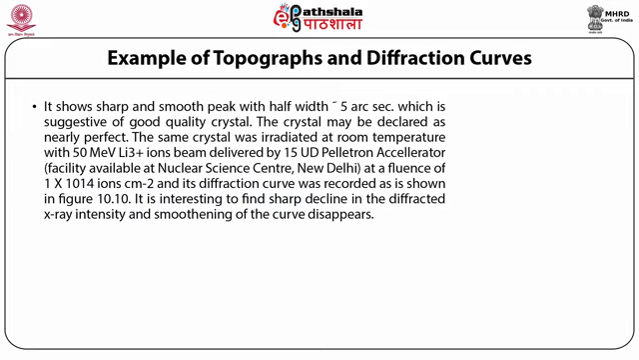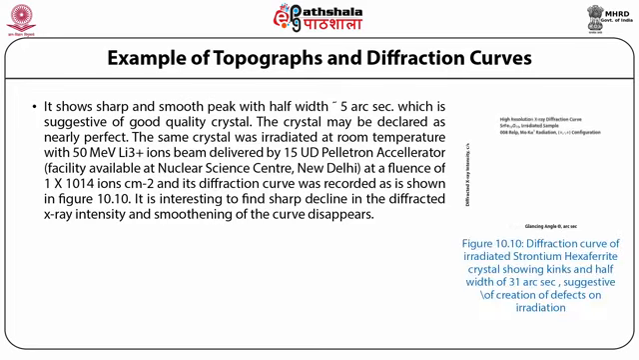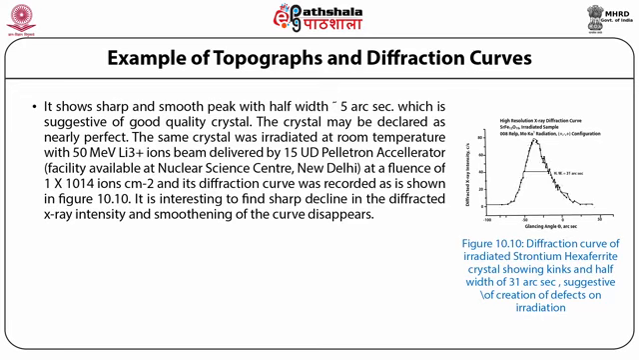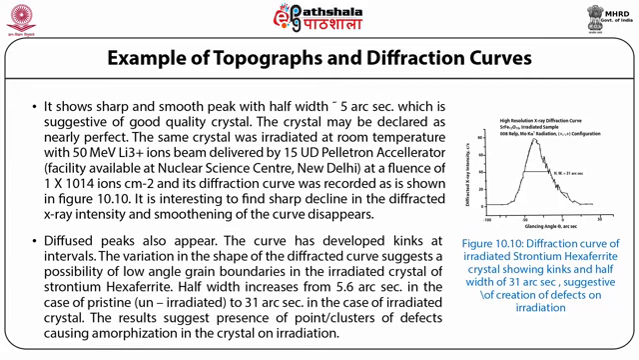The same crystal was irradiated at room temperature with 50 MeV Li3+ ion beam delivered by 15 UD Pelletron accelerator, a facility which is available at Nuclear Science Center, New Delhi, at a fluence of 1 × 10^14 ions per square centimeter, and its diffraction curve was recorded as is shown in figure 10.10. It is interesting to find sharp decline in the diffracted X-ray intensity and smoothing of the curve disappears. Diffused peaks also appear. The curve has developed kinks at intervals.